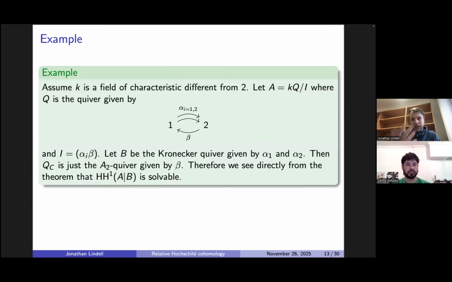So looking back now at the example we had before, we can see directly that Q_C here, in this case, since we're removing B, is given by alpha 1 and alpha 2. And since we're now removing the arrows alpha 1 and alpha 2, we're just getting beta that's left. So there are no parallel arrows, no loops. So then directly we see that the relative part will be solvable in this case.